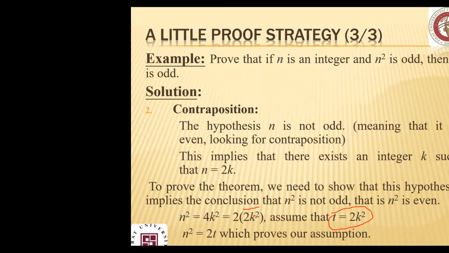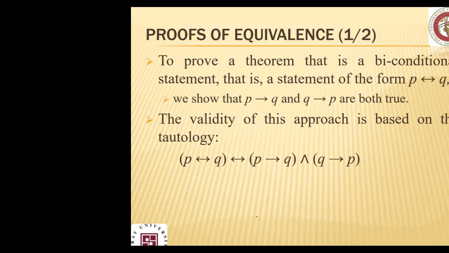All right, and this is what we call a little proof strategy. Try with the direct proof. If you can't, go to the contraposition or contrapositive statement and try to prove. We have proofs for equivalence. Equivalence means what? Now we have the biconditional, or the double implication, or the double-sided implication, when we say P if and only if Q, or P implies Q, if P is true then Q is true, and if Q is true then P is true.